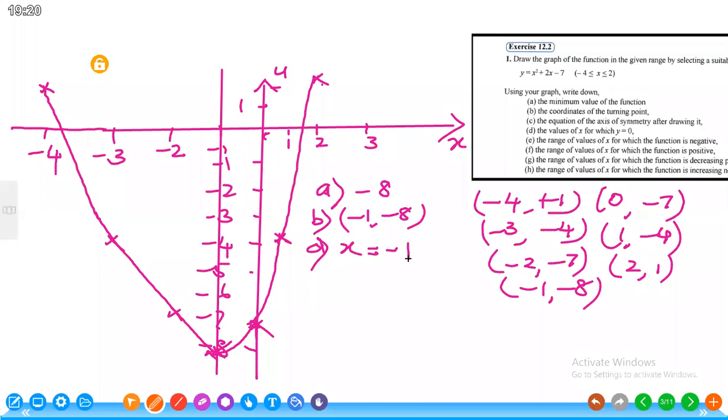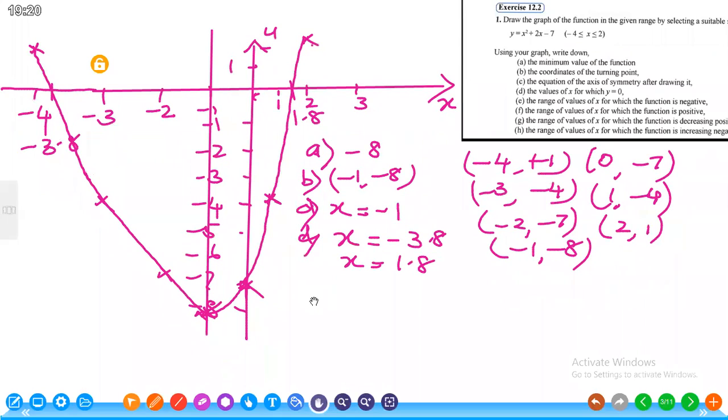Then, find the values of x for which y is equal to 0. y is equal to 0 is what? The x-axis. Okay, now you can find the values of x for which y is equal to 0. When the graph intersects the x-axis, those points have y equal to 0. Right here, I think this point is minus 3.8 and this one is plus 1.8. So B part, the values of x for which y is equal to 0: x is equal to negative 3.8 and x is equal to plus 1.8. Okay.